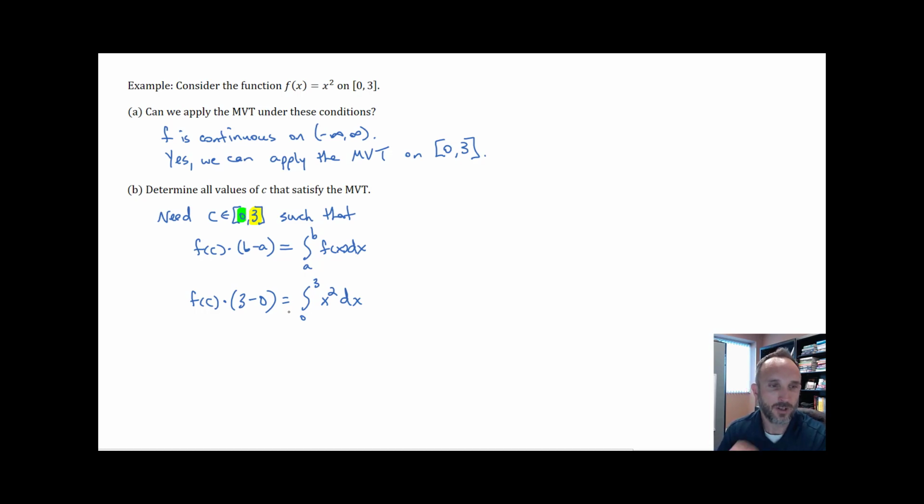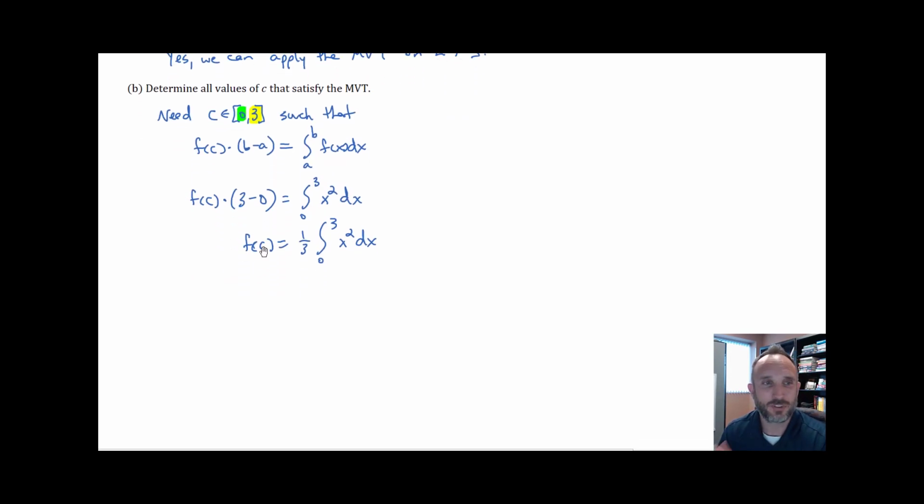All right, so here we go. So we need f of c to make this true. So we have to solve this for c because we're trying to find all the c values. All right, so let's go ahead and do that. 3 minus 0 is 3. Let's go ahead and divide both sides by 3 to get f of c by itself. Well, that's the same thing as multiplying by 1/3. So I'm going to write 1/3, and I'm going to take that times the integral from 0 to 3 of x squared dx. Okay? So we don't have c by itself, but we'll take it one step at a time. Let's go ahead and evaluate the right-hand side.